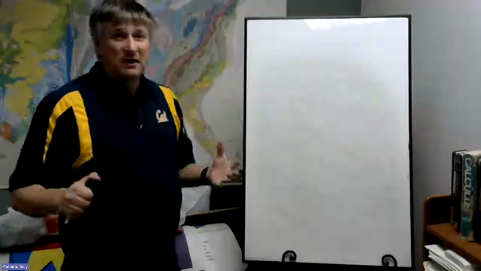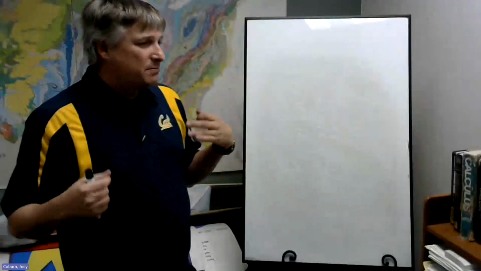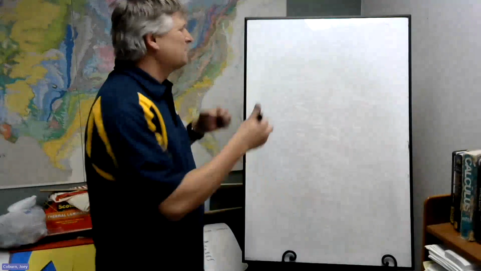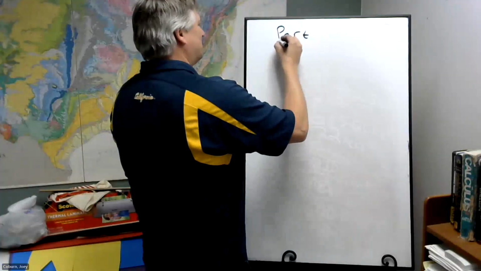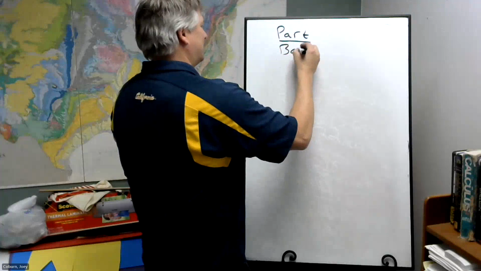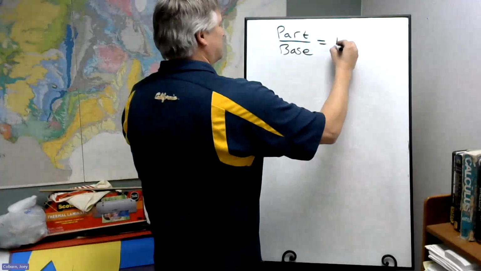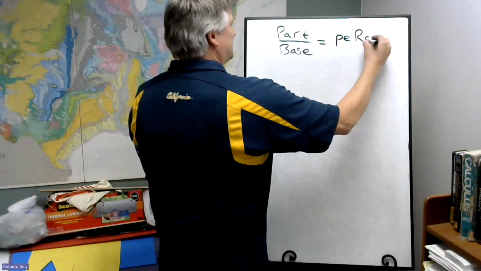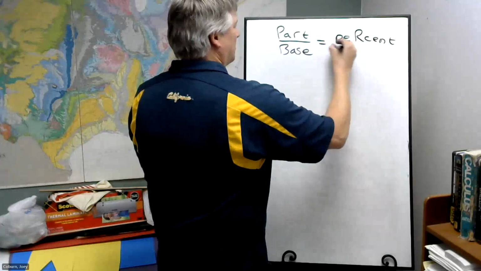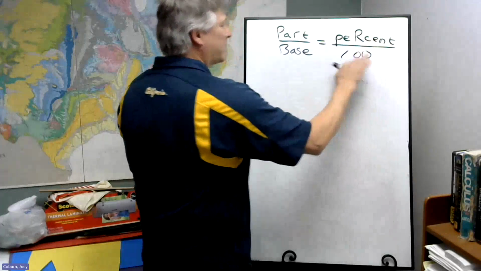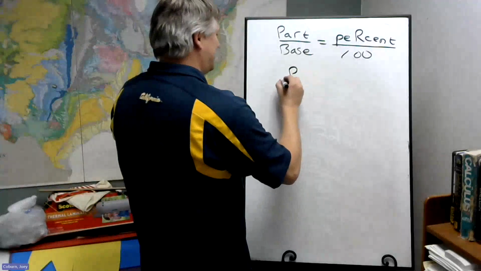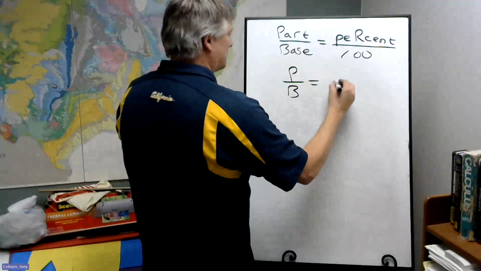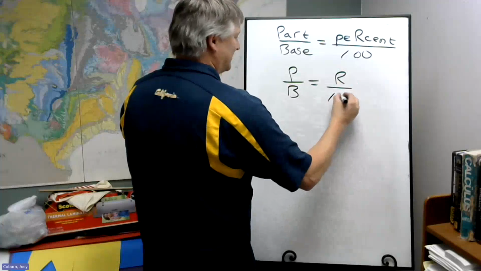All right, so the last type of problem is when we're missing the percent. So again, the formula we're using, part over base equals percent over 100. And again, that 100 is always going to be there. Or we can write this as P over B equals R over 100.